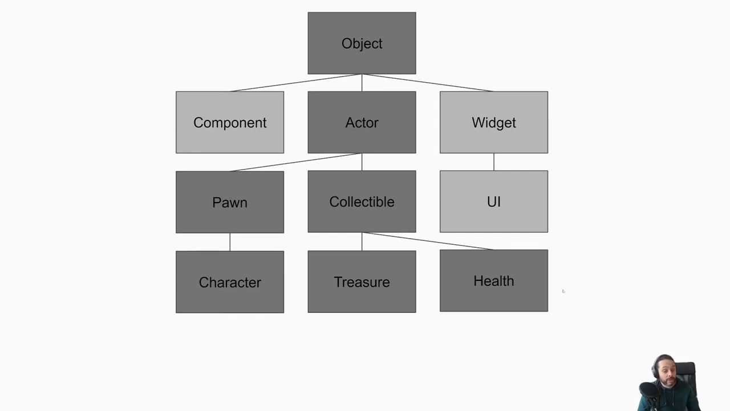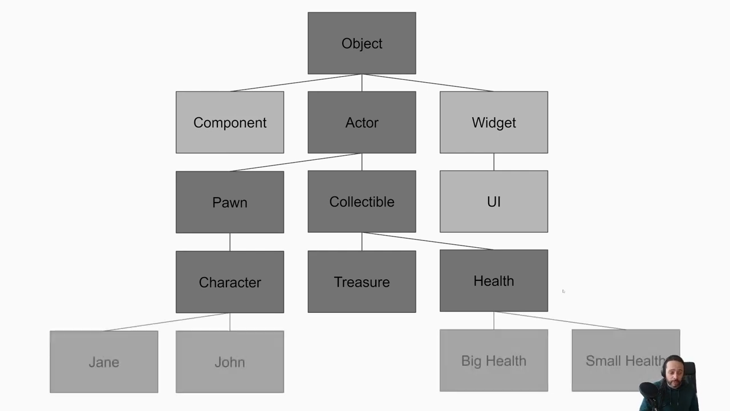The collectible could break down maybe into a couple of different things. Maybe there's a treasure in the level that you can collect. Maybe there's some health packs that you can collect as well. And these could be children of that collectible. If we were to go one further, our characters, we could break down. We could start making different types of characters that the player can possess. So we have Jane, we have John. The health packs could break down. We could have big health pack, we could have small health pack. And they are all getting the benefits of the parent, but they can then be customized to be different. Okay, so just like in the object-oriented programming you've done so far, it is just about separating out types of things. Okay.